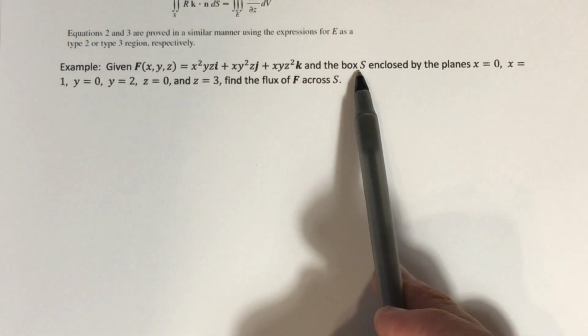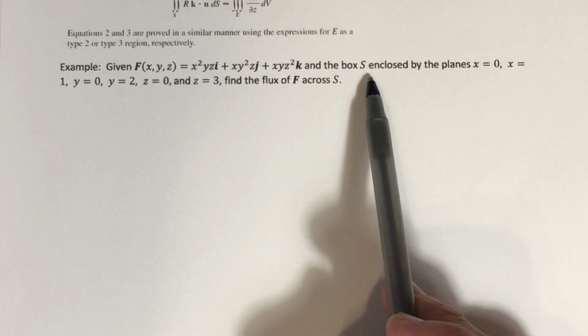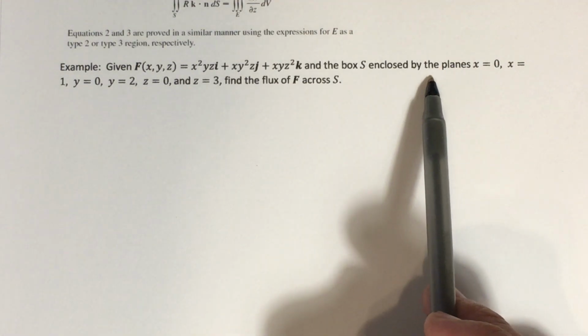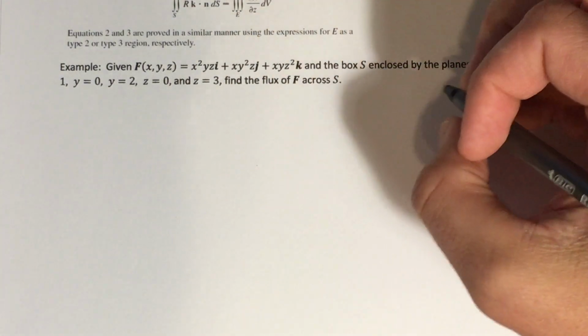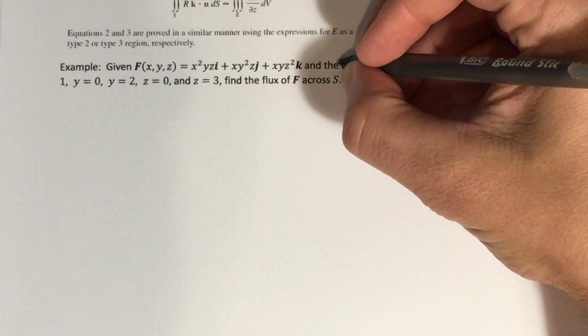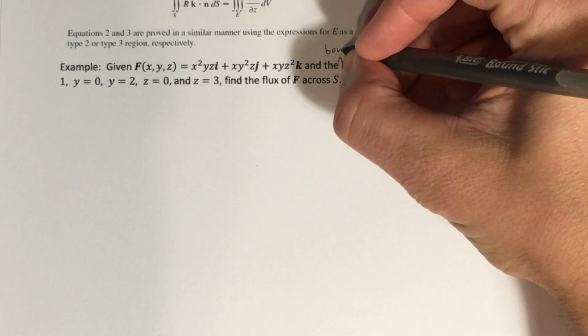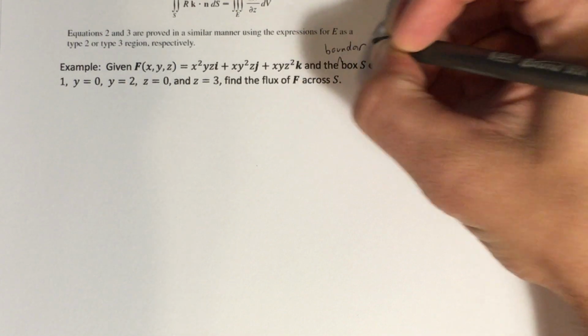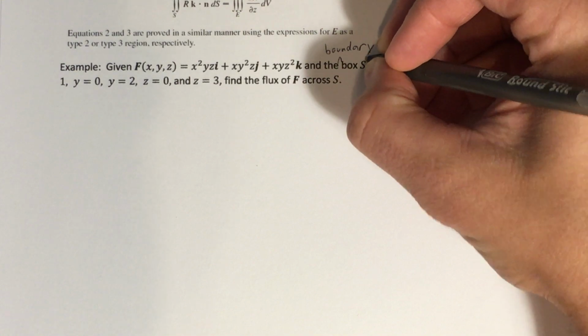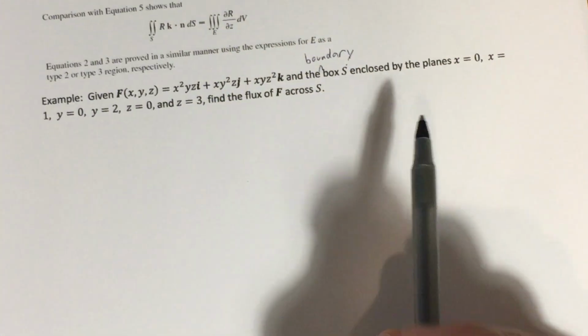And the box S is defined to be the surface enclosing, or sorry, let me say the boundary S of the box S.